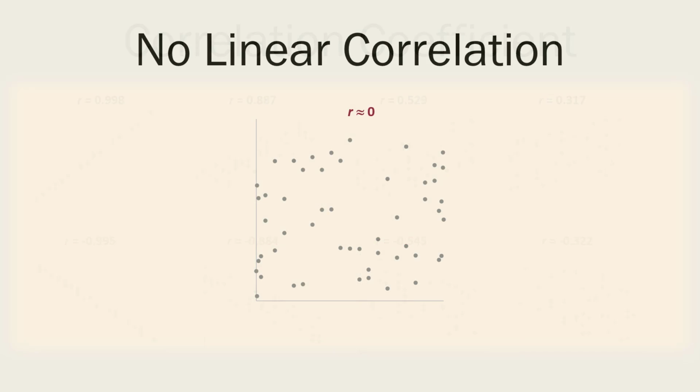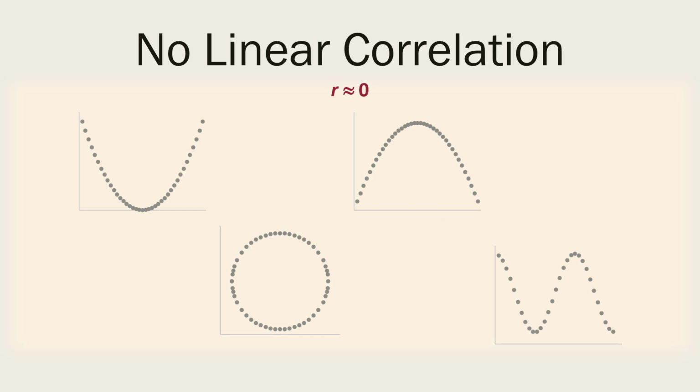And here we have practically no correlation, as it is difficult to approximate these points by a single straight line. These curves and circle, however, show some clear relationships, but none of them can be well represented by a straight line. So as far as correlation is concerned here, the correlation coefficients for these are approximately 0.